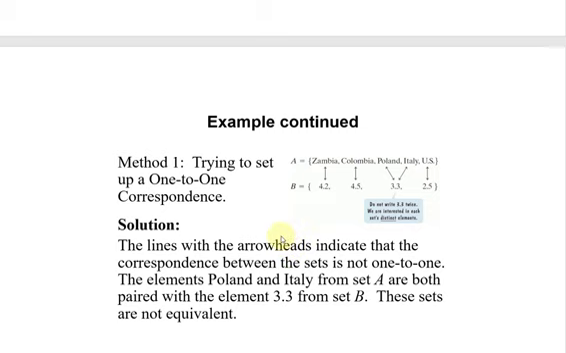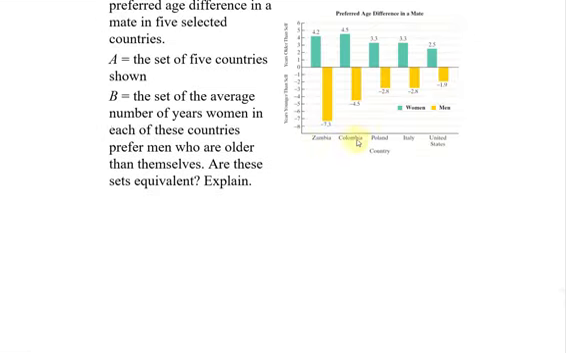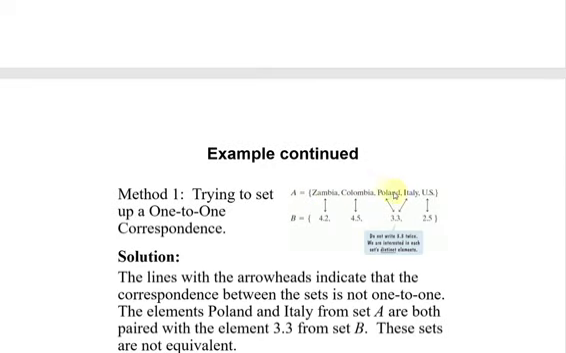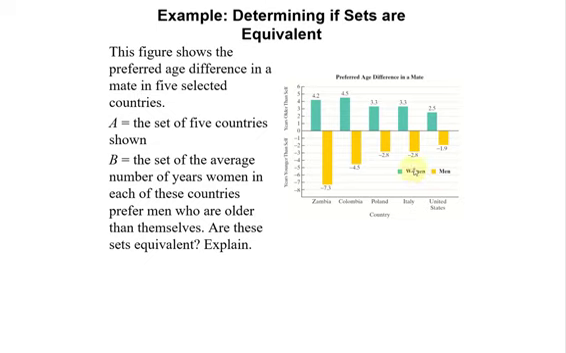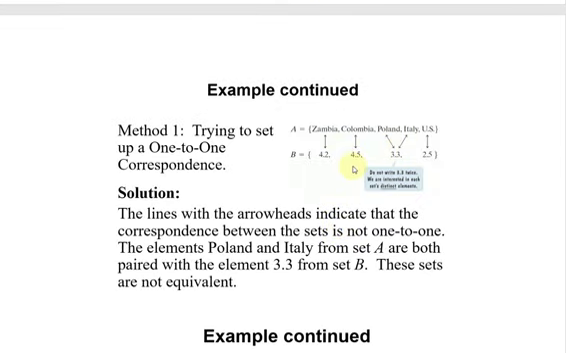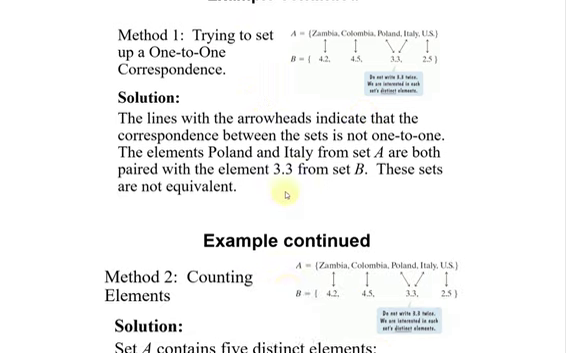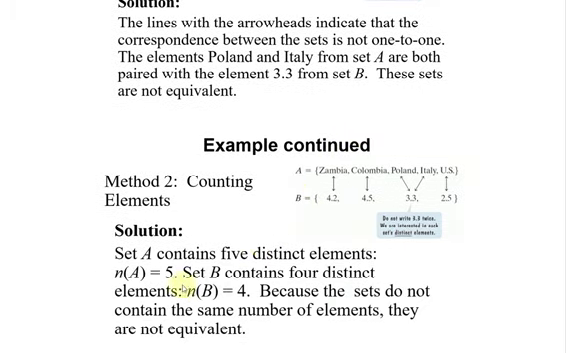Now, we know that we have 5 different countries in set A, where we list the 5 different countries. However, for the women, the preferred age differences are 4.2, 4.5, 2.5, and 3.3. Now 3.3 is repeated, so we just take one value. Therefore, set B has only 4 numbers, and set A has 5 different elements, so they are not equal. They are not one-to-one, so the two sets are not equivalent in this case. Set A has the cardinal number of 5, set B has 4, so they are not equivalent.